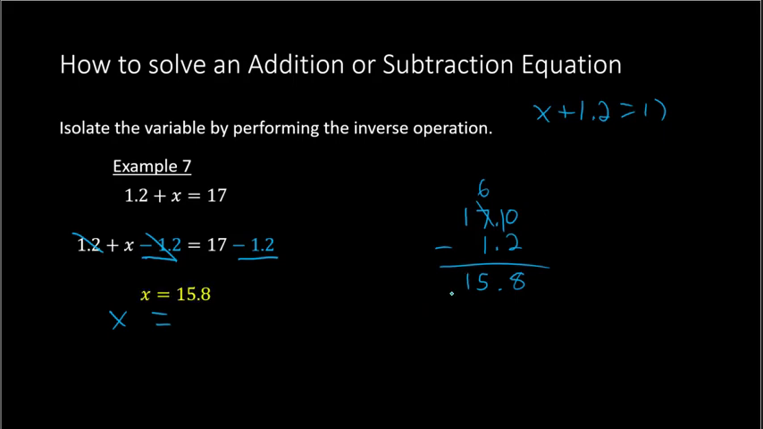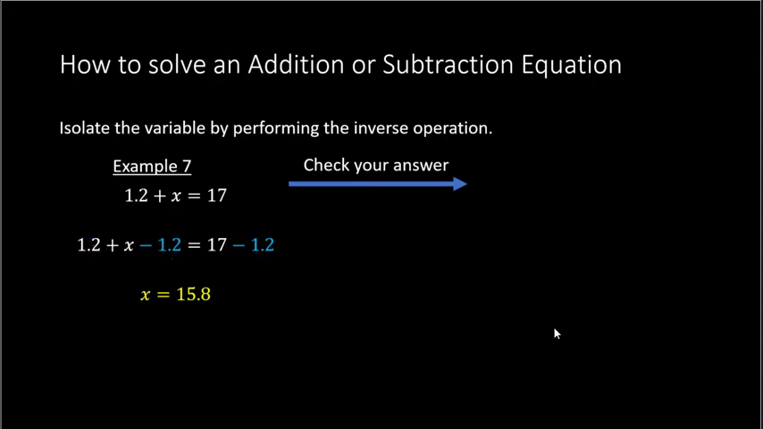And we can double check our answer by plugging in 15.8 back in for x. So when we do that, we now have 1.2 plus 15.8 equals 17. If you add those together, 15.8 plus 1.2, we'd have 10, carry the 1, 7, and then a 1. We would have 17 as our answer. So that works out, which means we do have the correct solution.